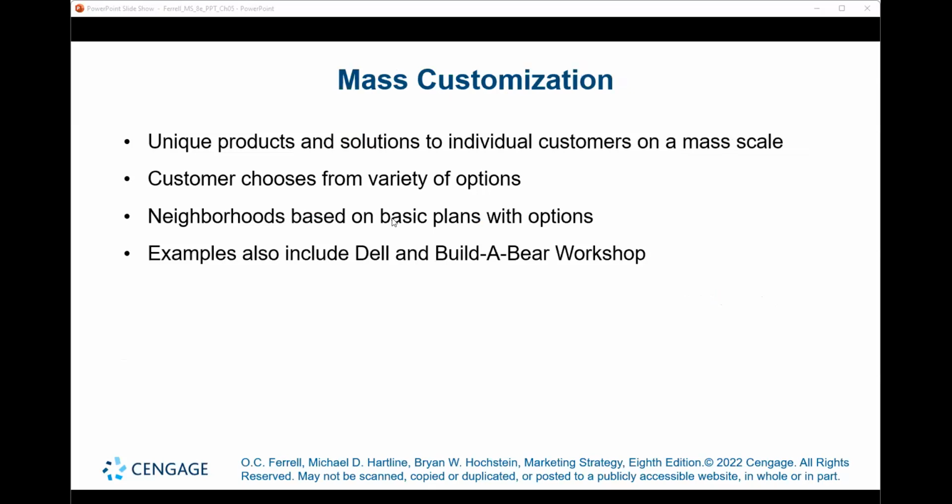Mass customization is different because they build unique products and solutions on a mass scale.